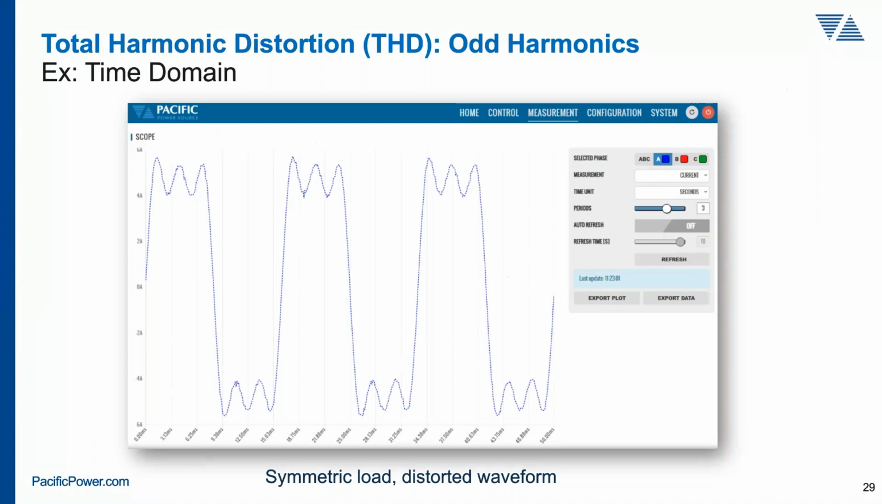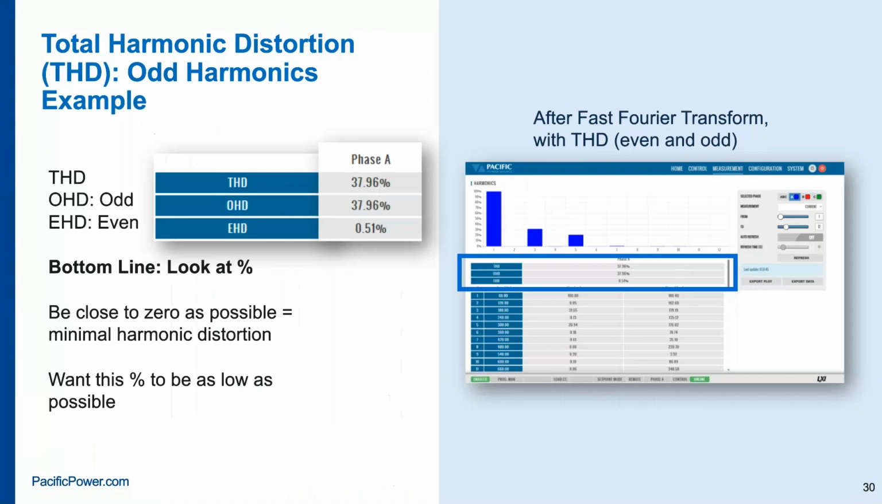So here we're looking again at an odd harmonic. This is symmetric in the time domain, very distorted. And now if we were to look at the harmonic analysis, we can see again the components: third, fifth, and so on.